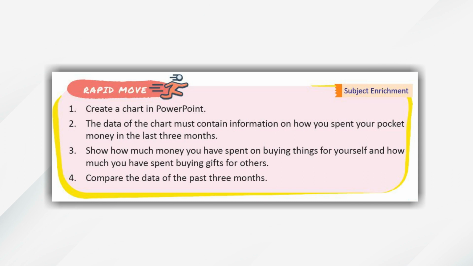Rapid move. 1. Create a chart in PowerPoint. 2. The data of the chart must contain information on how you spent your pocket money in the last 3 months. 3. Show how much money you have spent on buying things for yourself and how much you have spent buying gifts for others. 4. Compare the data of the past 3 months.